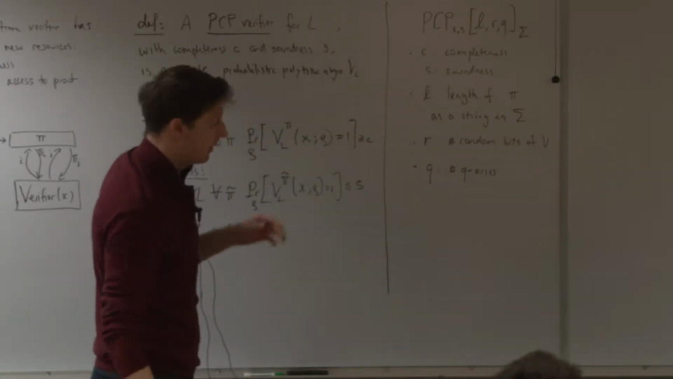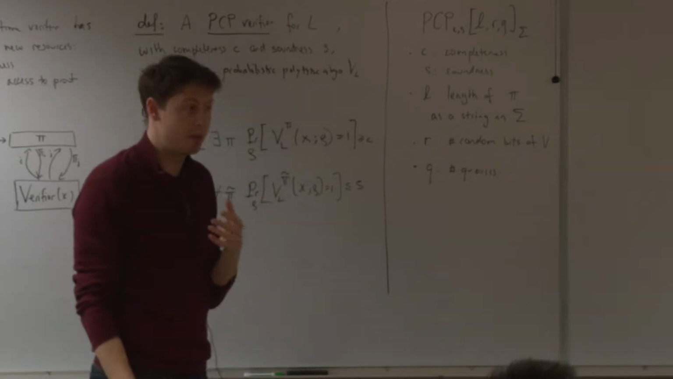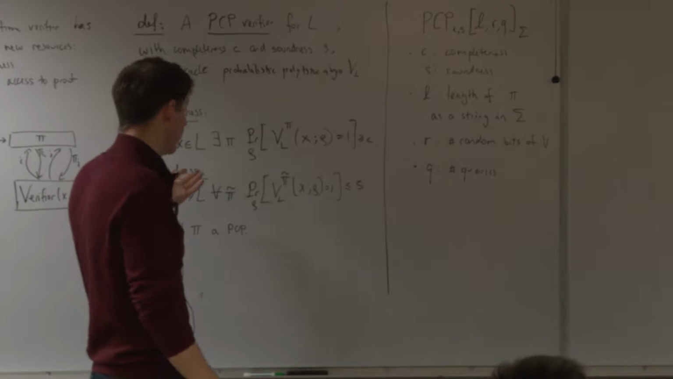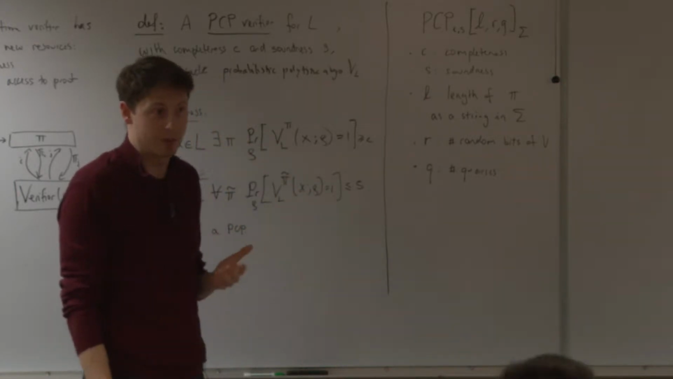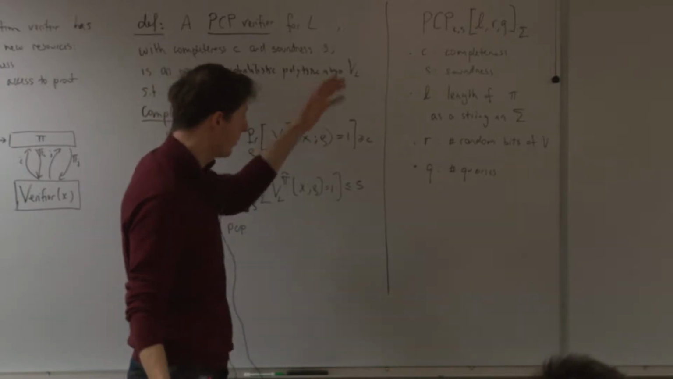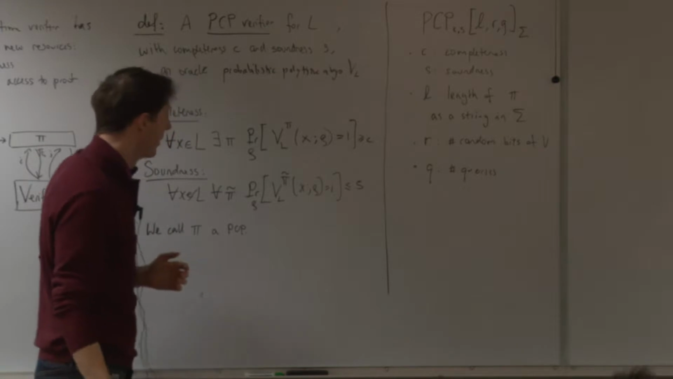Notice that these parameters emphasize information theoretic quantities. Does it mean that we don't care about the cost to produce the proof or to check the proof? Of course not. We might at some point talk about those things as well. These are just the basic information theoretic quantities that parameterize this class.